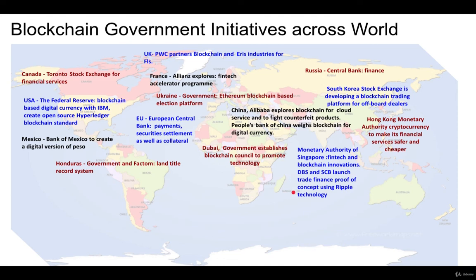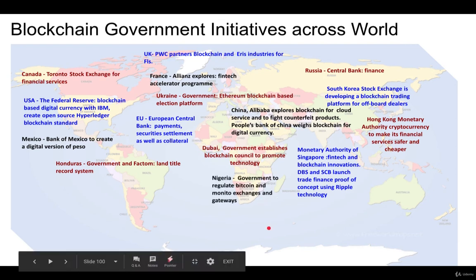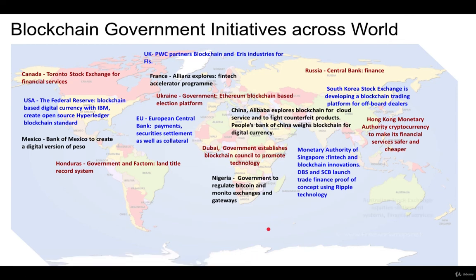So as you can see over here, we have projects which are based on Hyperledger, Ethereum, Ripple, and most of them are working on a variety of use cases across the world. These are only a few which I have cited, but there are many more. For example, Nigeria is working on regulating Bitcoin and Monero exchanges and gateways on blockchain. In Australia, the Australian Stock Exchange on equity settlement systems and financial services.